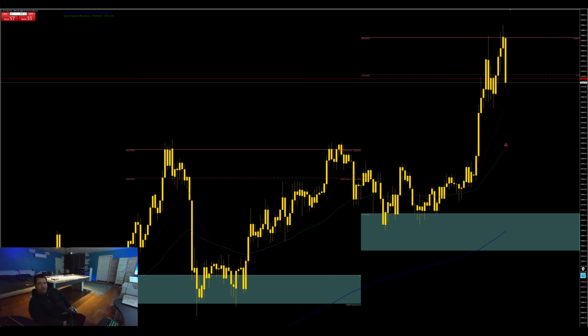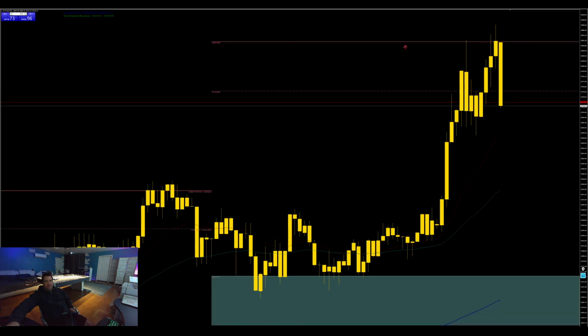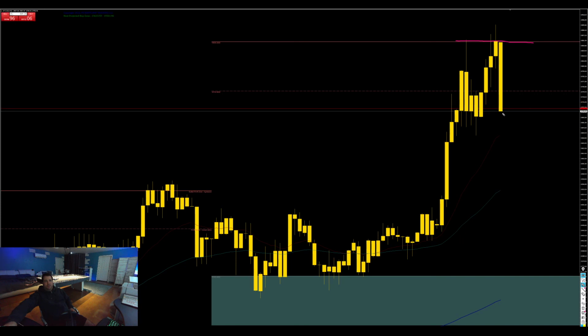Just take a look at Bitcoin here. Wow, look at this right here. I don't know if you can see that. Look at where the bodies of the candles closed. Right at the daily aggressive take profit zone. I mean, right on that line right there. And then somebody's taking profit, that's for sure.